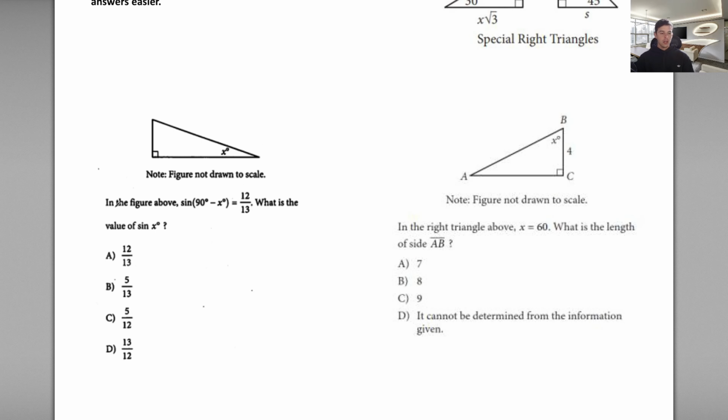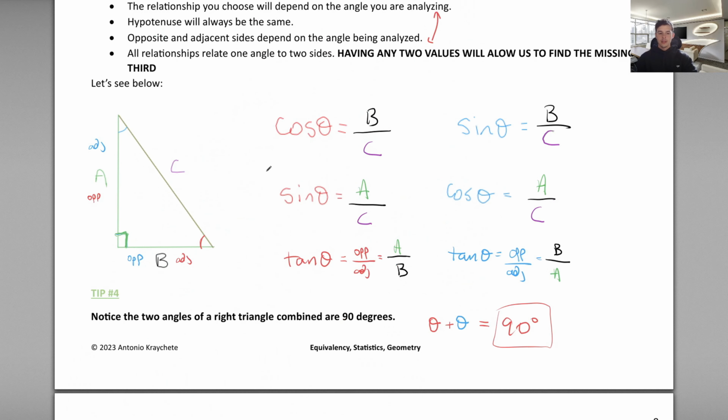Let's do one here. In the figure below, the sine of 90 minus x equals 12 divided by 13. What's the value of sine of x? All right. What do we know here? We know that the sine of 90 minus x is 12 over 13. But what the heck is 90 minus x? Remember how I mentioned up here that the sum of the two non-right angles on a right triangle is 90 degrees? Okay, so for example, if one angle was 60, do you agree with me that the blue angle would be 90 minus 60, which would be equal to 30?